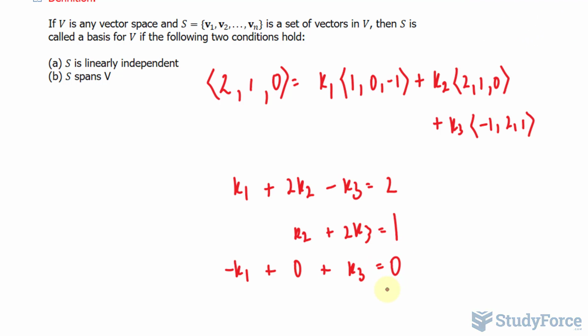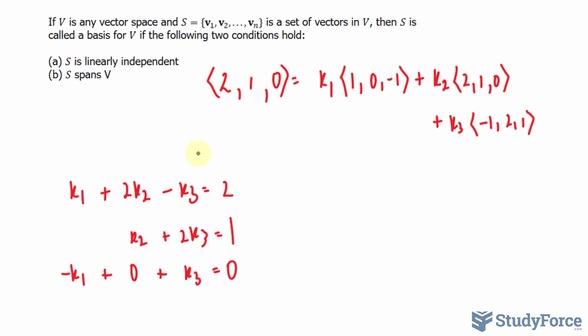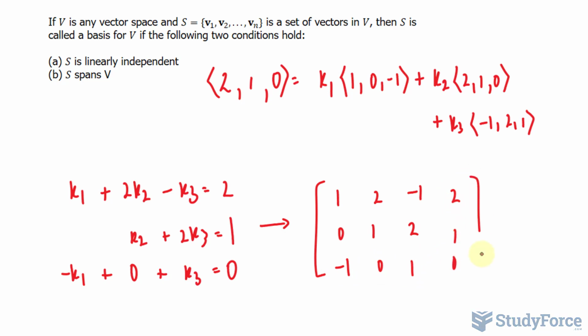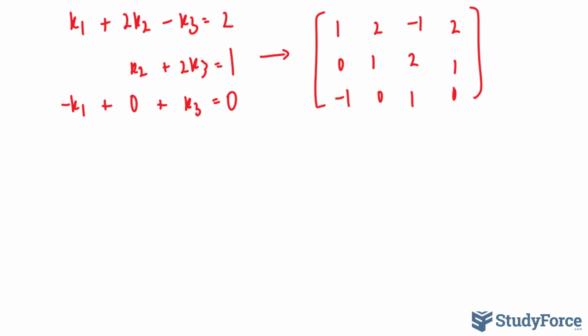We now have to convert this into a matrix. And what we're looking for here is k. So if we convert this into a matrix, our matrix will look like this: 1, 2, negative 1, 0, 1, 2, negative 1, 0, 1, 2, 1, and 0 down that column. Now to find the scalars, we have to put this in row reduced echelon form. So I'll make reference to that.